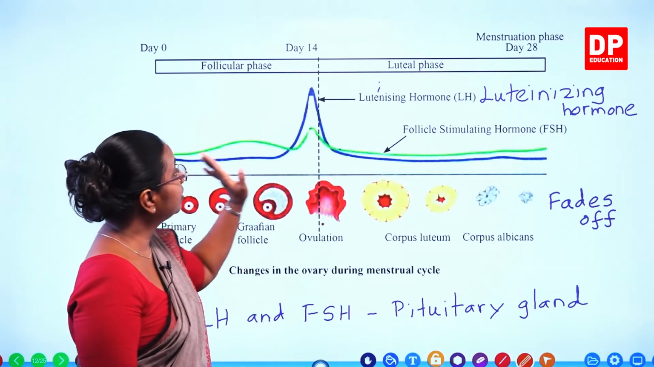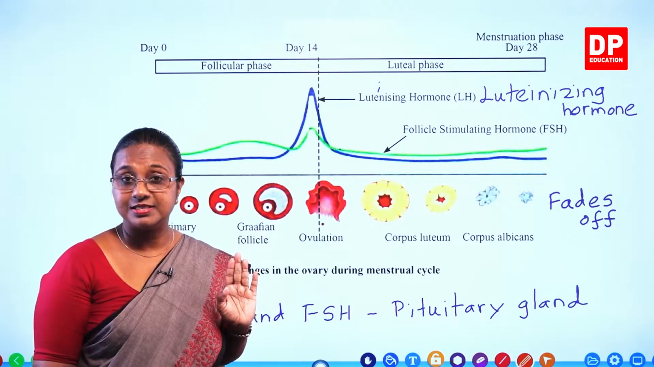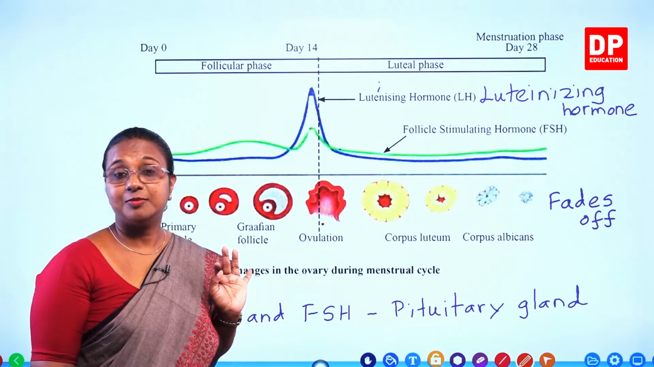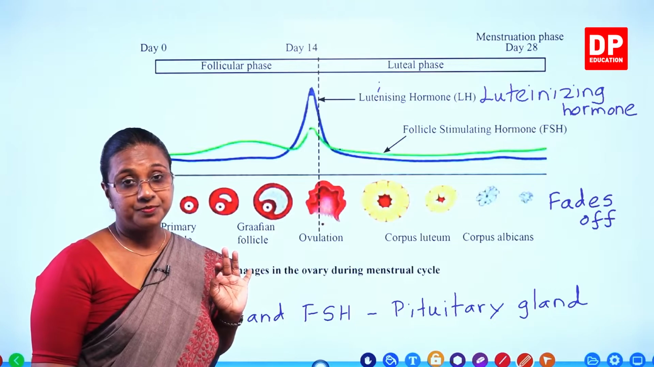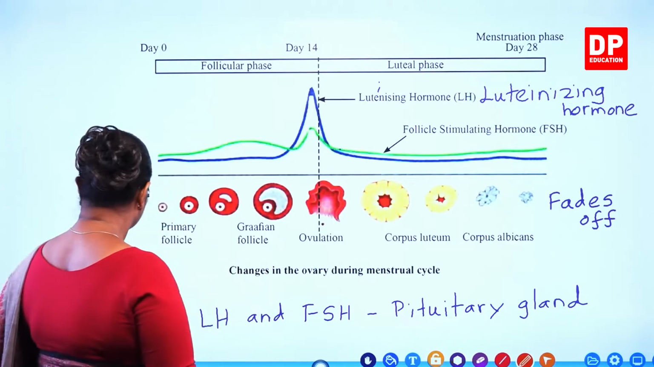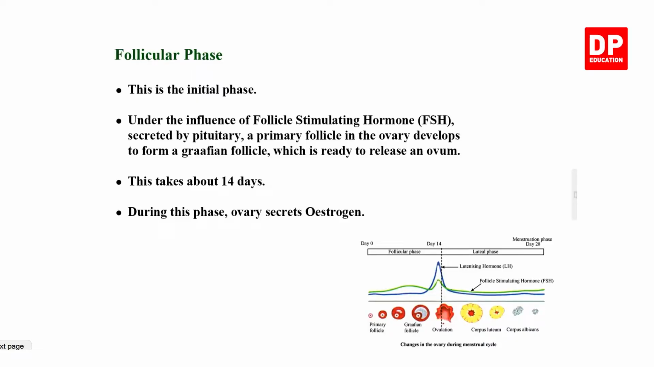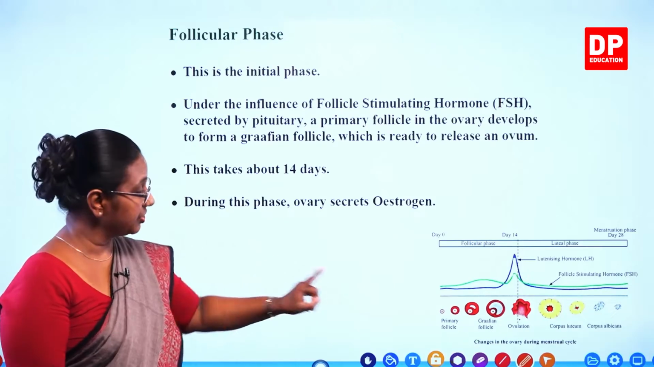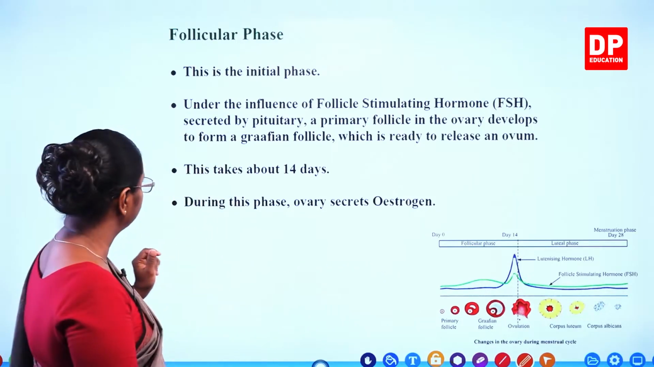So, we have the follicular phase and the luteal phase. These are the changes that take place in the ovary. With that, I will move on to the next slide. The follicular phase, what I explained to you all before, is the initial phase. You can see the diagram also here, students.